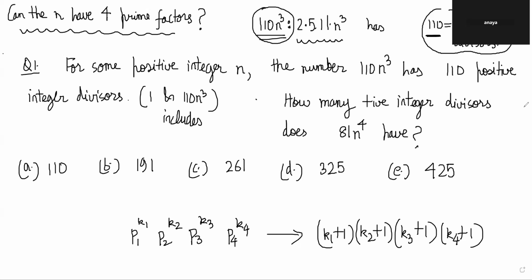So there are only three prime factors. There are already three prime factors, 2, 5 and 11. What should n cube have? Can it have any other prime number in it? No. It's obvious from there how to get this many divisors.